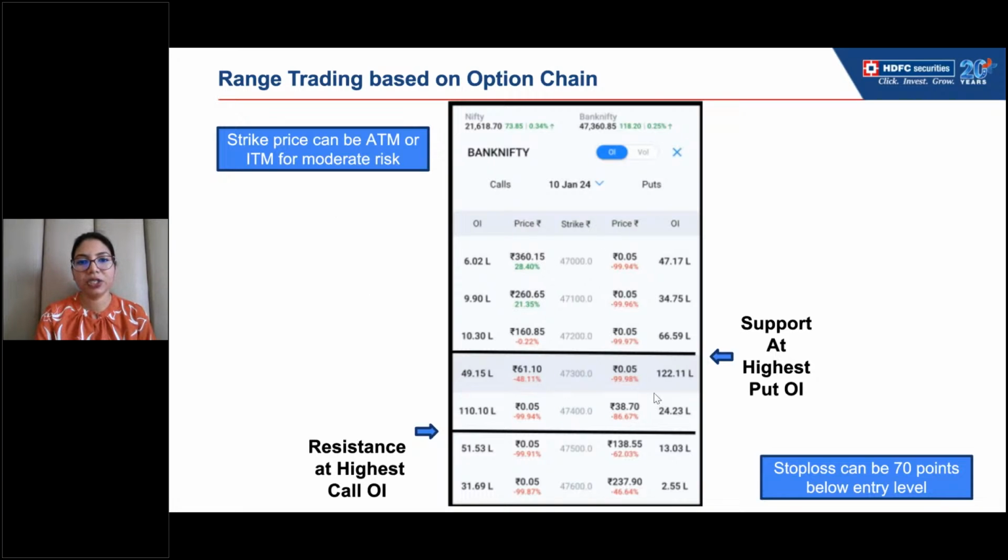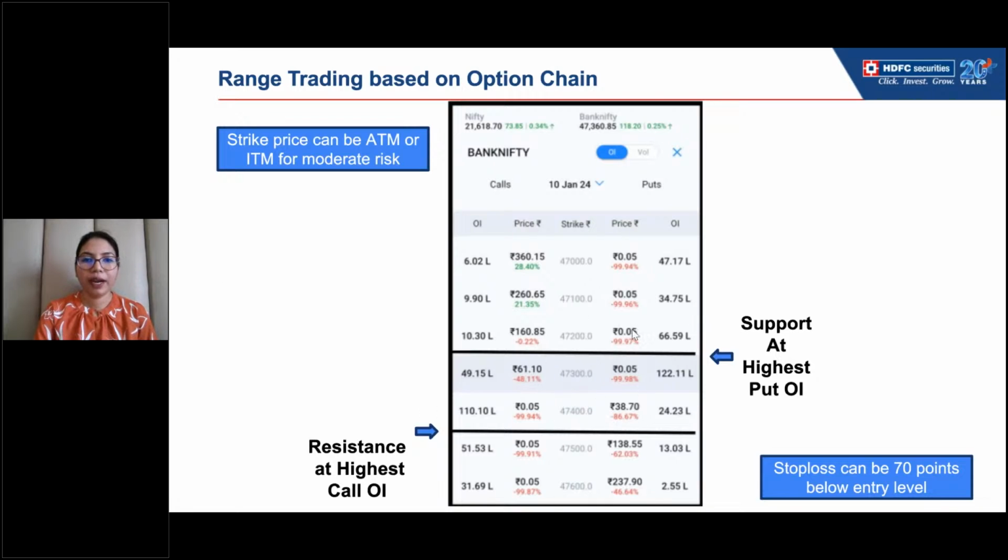Let's say in this condition you can trade the calls or puts both, because the numbers are equal on both sides. But which strike should we choose? We should go with ATM and ITM, okay. At the money and in the money, because trading OTM options is a bit risky, okay.